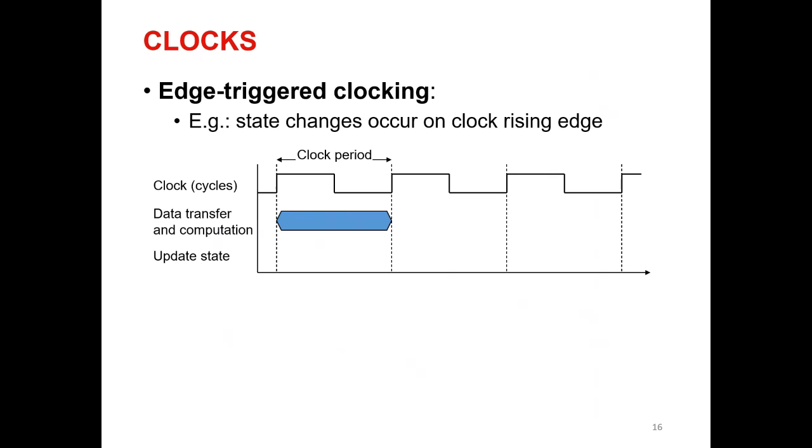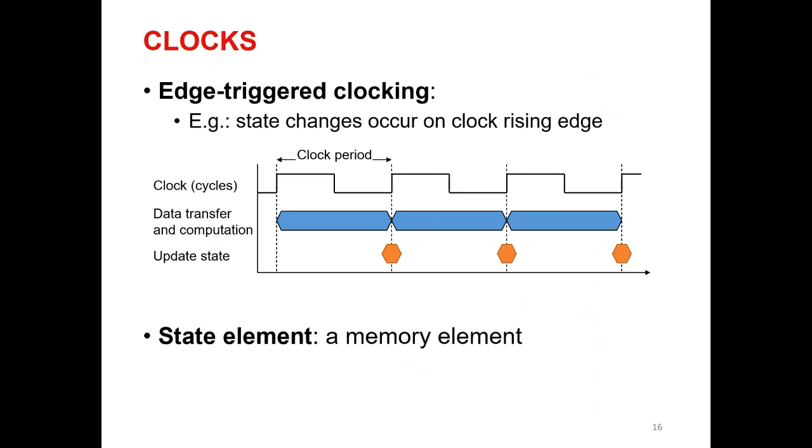For instance, here we have the same example we have seen before, and now it makes more sense. Here we are updating the state at the rising edge. This is what I have shown you before, but now we know that this update in the state is happening at the rising edge of the clock. And when we say state memory, state, or state element, we are actually referring to an element in the memory. Just to be sure that we know what we are talking about here.